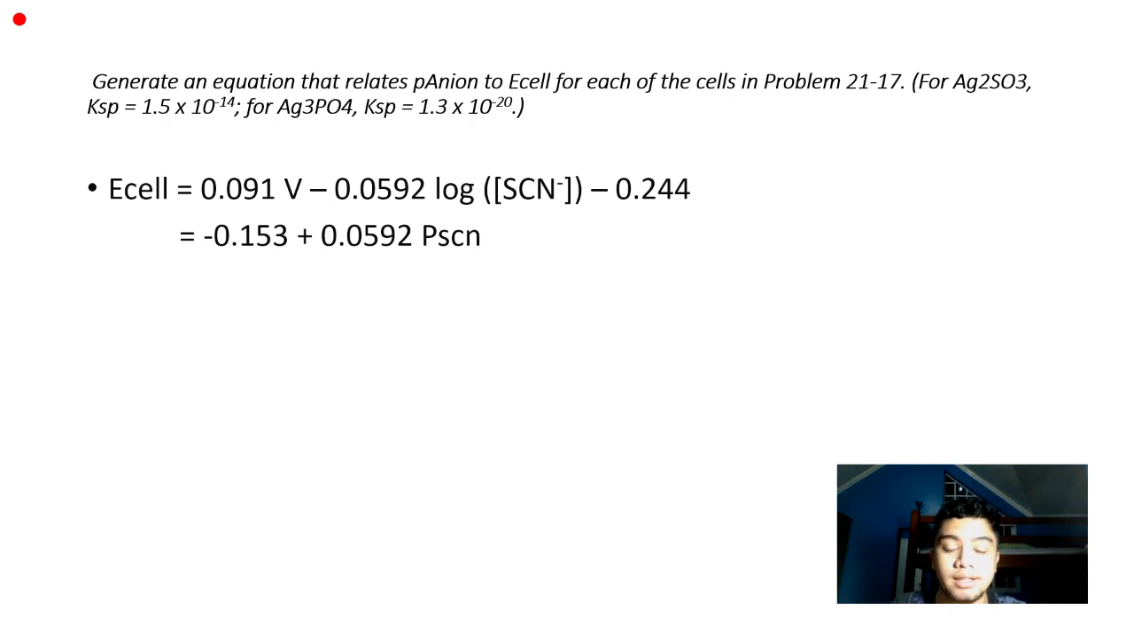Then after solving for the E indicator, we are now going to substitute the E indicator of the AgSCN into the equation. So E cell is equal to 0.091 volts minus 0.0592 logarithm of SCN minus 0.244. Then after simplifying and applying algebraic methods, we get negative 0.153 plus 0.0592 pSCN.